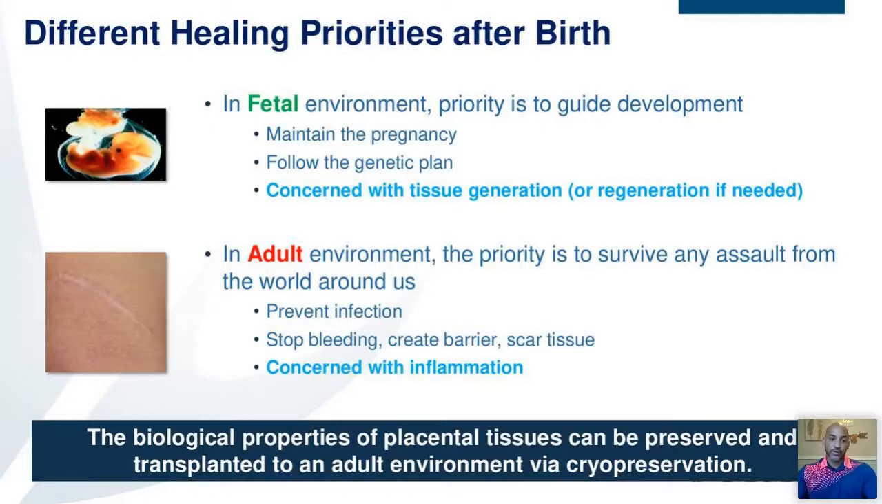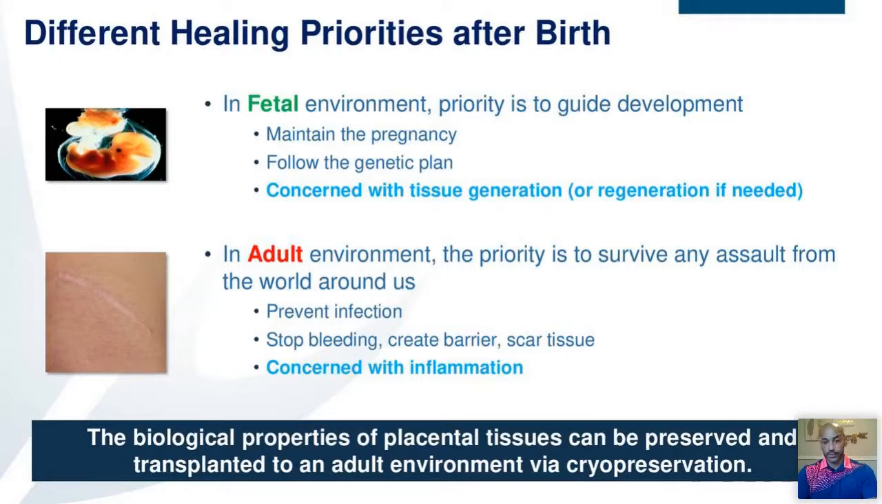And that's a bit opposed to what goes on in the adult environment, and that's really after birth when we're saying adult. The priority there is to survive any assault that the world around us gives. So that's why we respond the way we respond. When an assault is given on our body, we do everything we can to prevent infection, stop bleeding. We create a barrier, and that inflammation process oftentimes creates scar tissue.